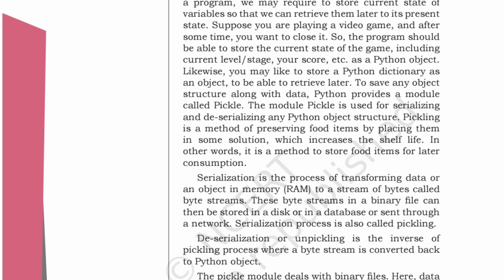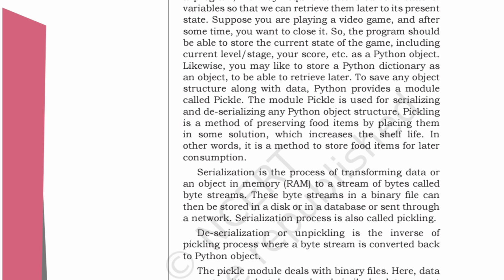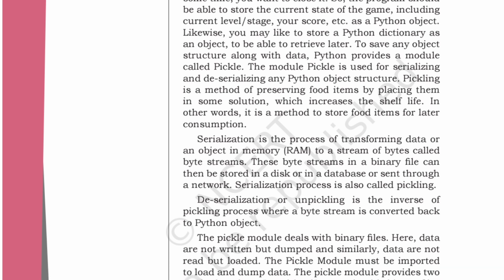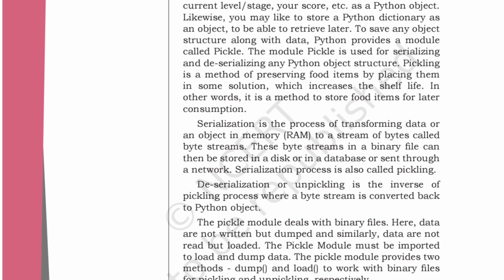We are serializing it. Pickle is used for serializing and also deserializing. Serializing is the process of transforming data or an object in memory to a stream of bytes called a byte stream, from random access memory, that is your temporary memory. This byte stream in a binary file can then be stored on the disk or in a database, or sent through the network.